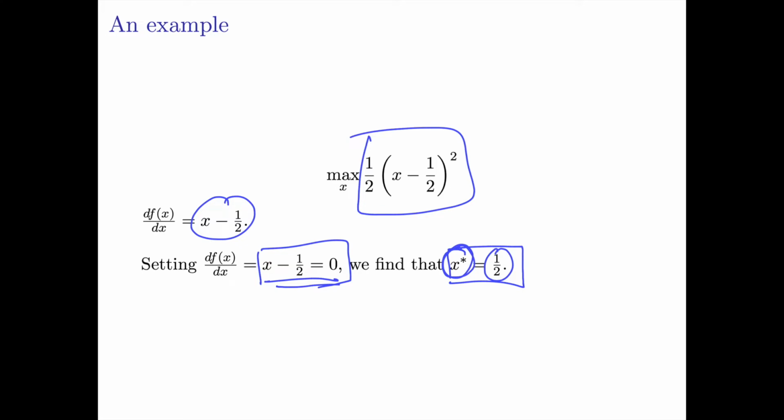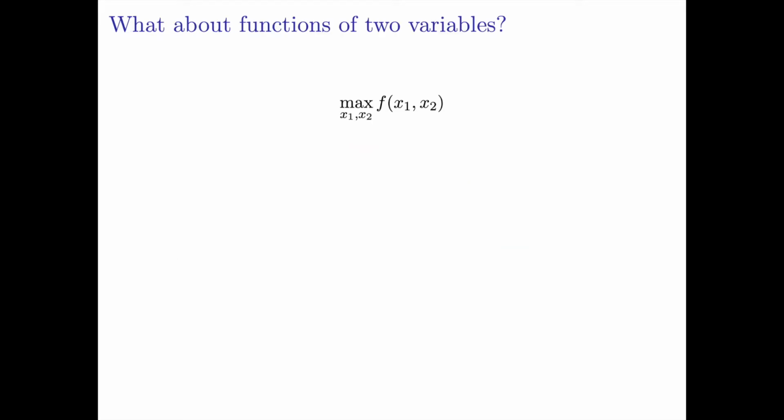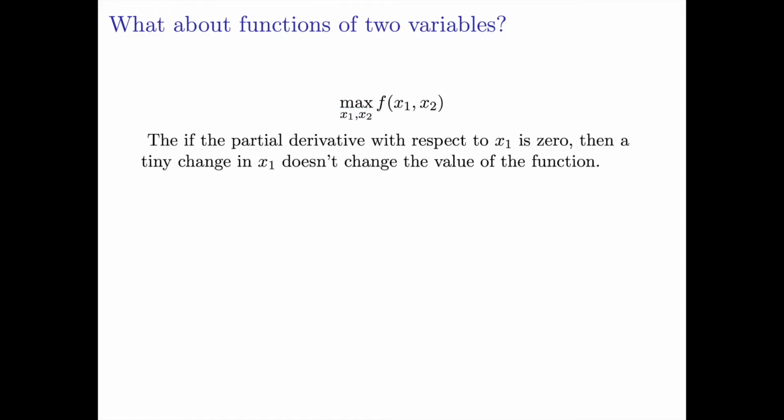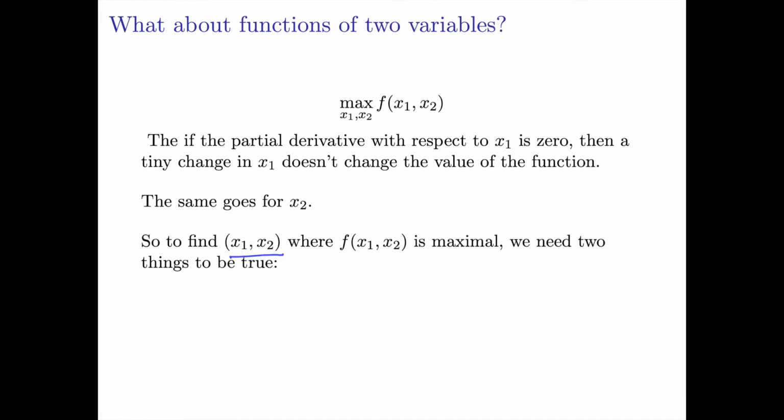That was pretty easy for a function of a single variable. What if we have two variables? So we would write the maximization problem as: choose x1 and x2 to maximize f of x1 and x2. If the partial derivative with respect to x1 is 0, that means a tiny change to x1 isn't going to increase the value of f. Similarly, if the partial derivative with respect to x2 is 0, then small changes in x2 aren't going to change the value of f. So the idea of finding the point where the function is at the top of the hill, or it's like a little flat part, is to look for the point where the partial derivatives are both 0.